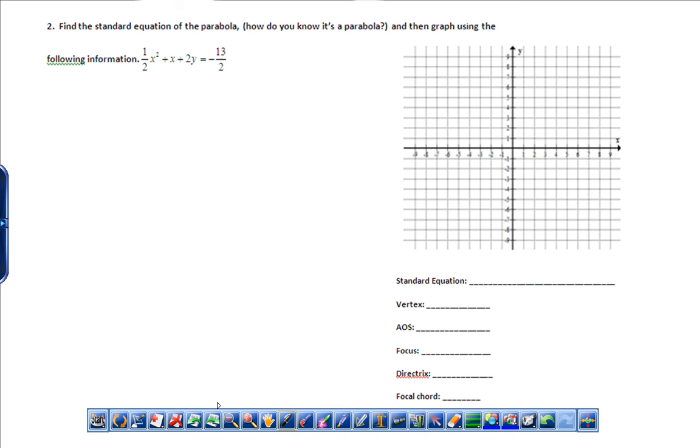Okay, on this one, it says find the standard equation of the parabola. How do you know it's a parabola? Like, how do you know it's not an ellipse or hyperbola? I know it's a parabola because I only have one y. There's not a y squared, it's just plain Jane. So since it's just plain Jane y, I'm going to solve for that. So 2y, I'm going to move everything else to the other side. That means it's going to be a y equals x squared equation. And since it's going to be like that, I know it's a vertical.